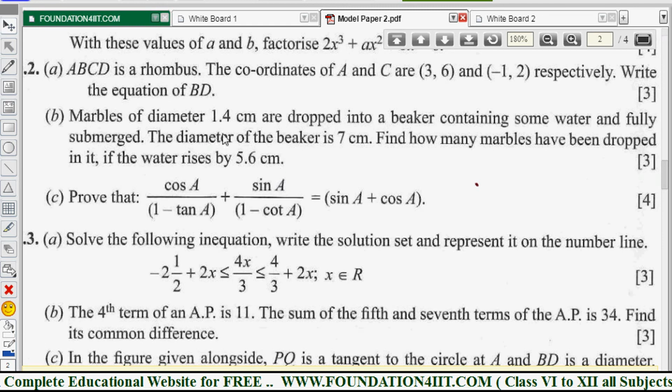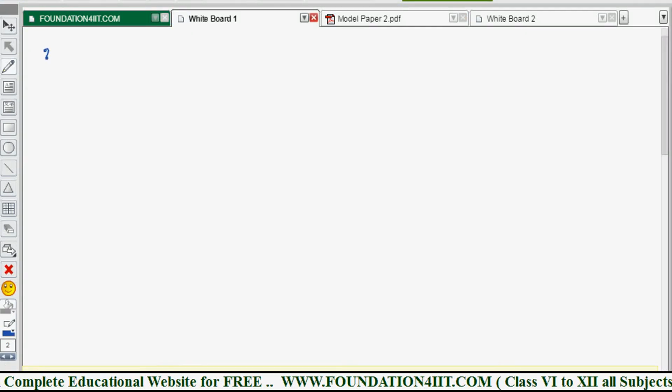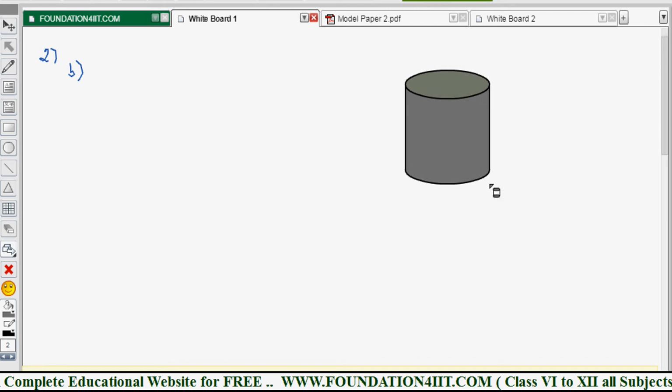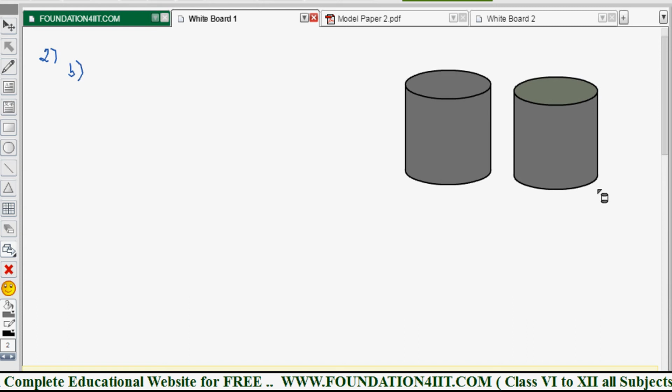Okay, so the diameters are given. Marbles of diameter 1.4 centimeters are dropped into a beaker containing some water. So the cylindrical shape is everything. Let us take the diagrams and show. Let's take the cylindrical shape, with the water level raised. Here, before and after, the height is changed.